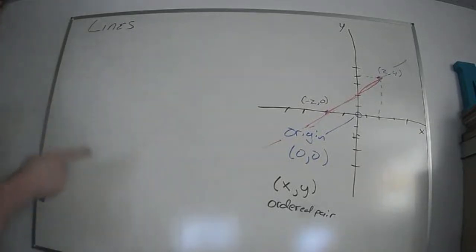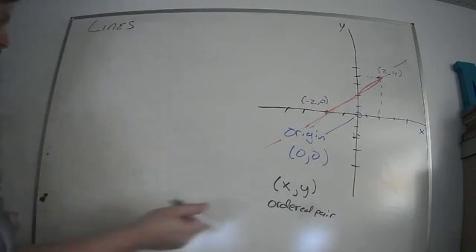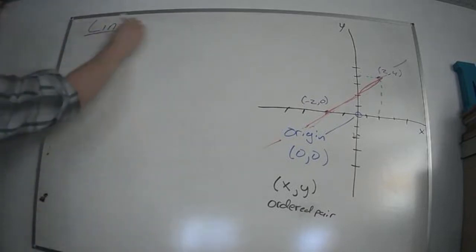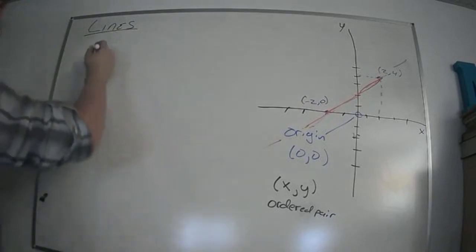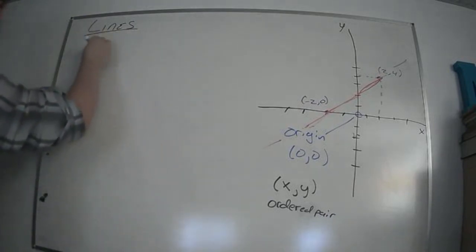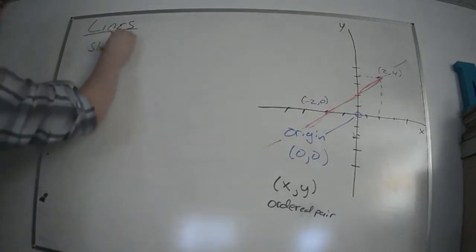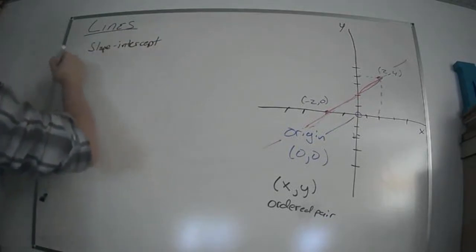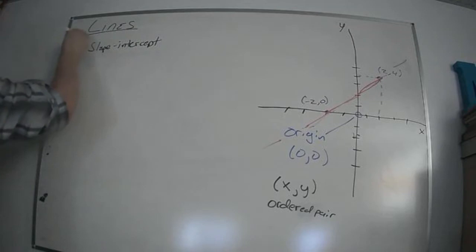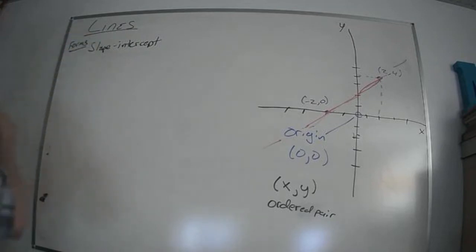As well, the line itself has a couple of useful attributes. So the first thing we're going to look at is called equations of a line, and we're going to talk about slope-intercept form. So these are forms. There's slope-intercept, and then later there'll be standard form that we'll talk about briefly.